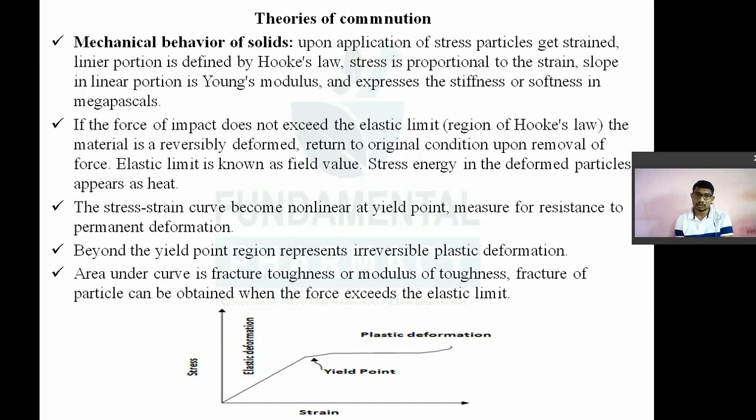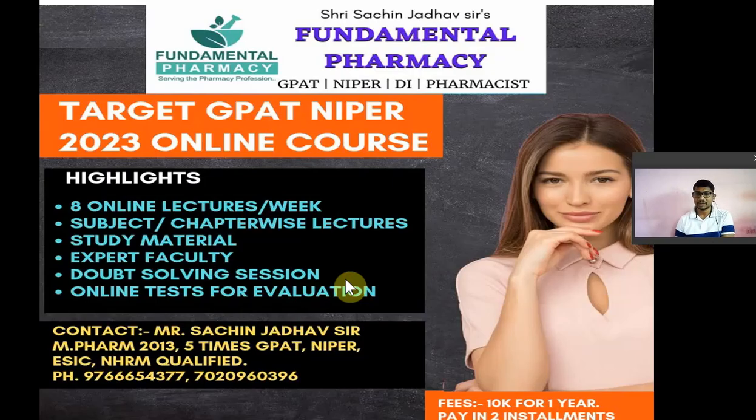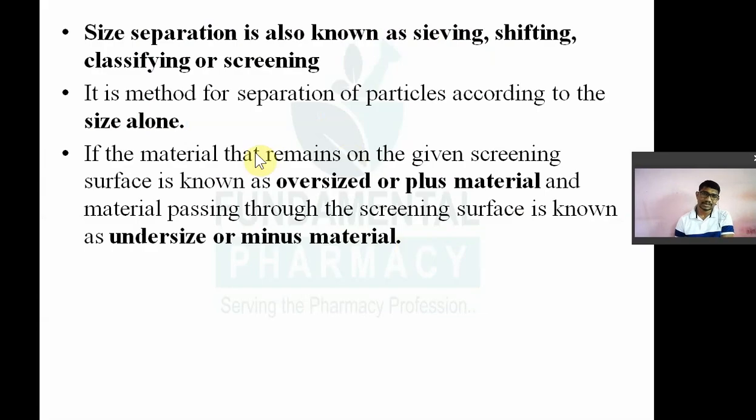व्हिच मेजर द रेजिस्टेंस फॉर द परमानेंट डिफॉर्मेशन। मतलब यील्ड पॉइंट पे ही सबसे ज्यादा रेजिस्टेंस होता है फॉर द डिफॉर्मेशन। अगर वो यील्ड पॉइंट क्रॉस किया, मतलब आपके फोर्स ने वो यील्ड पॉइंट क्रॉस किया, तो वो मटेरियल ब्रेक डाउन हो जाएगा, ठीक है। Now beyond the yield point, the region represents irreversible plastic deformation. Area under curve is a fracture toughness or modulus of toughness. Fracture of particle can be obtained when the force will exceed elastic limit. Okay, this is the theory of combination. Particle breakdown कैसे होगा, इसका theory है.